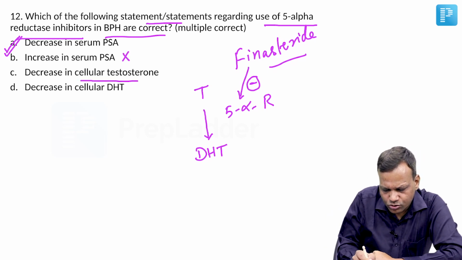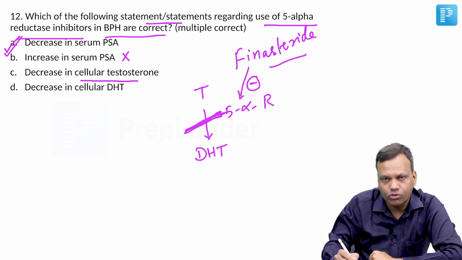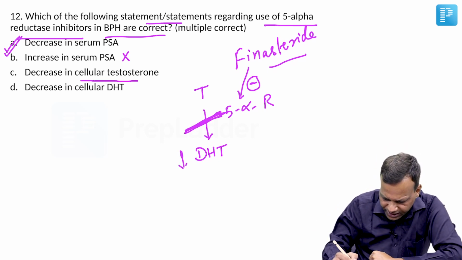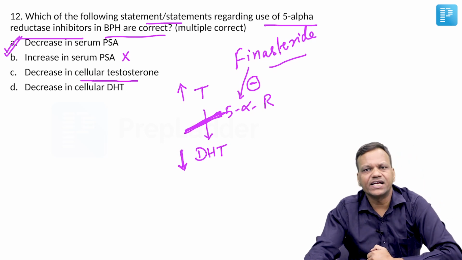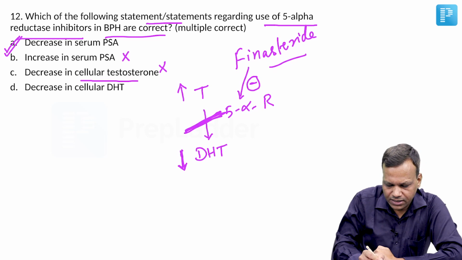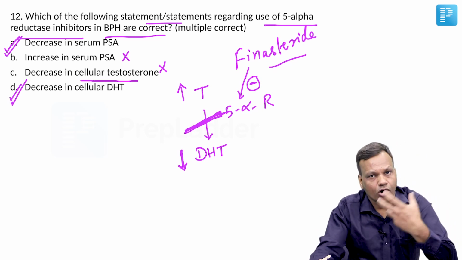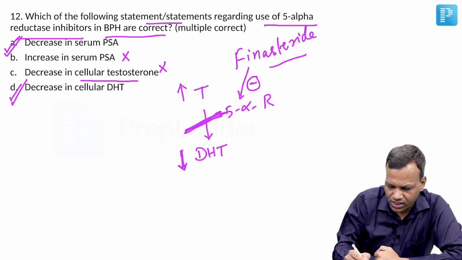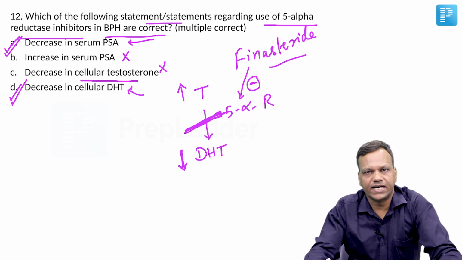Decrease in cellular testosterone, oh, it is wrong. If you see the mechanism, it is inhibiting the conversion of testosterone to DHT. So DHT level will decrease, rather testosterone level may increase. Testosterone level may remain normal or increase, but DHT level will decrease. So decrease in testosterone will not occur. Then decrease in cellular DHT, yes, this will happen because DHT is not produced. So two answers: decrease in serum PSA and decrease in cellular DHT.